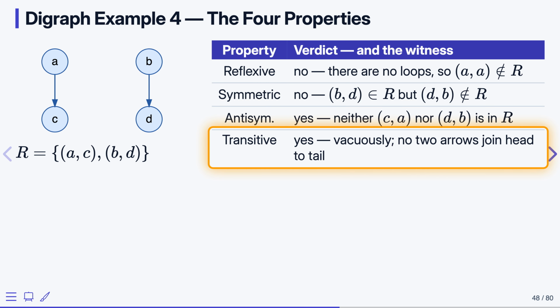Is it transitive? Yes, but in a trivial way. To break transitivity, we would need 2 arrows where the first one ends where the second one begins. Here that never happens. Nothing to check means nothing can fail. We say the rule holds vacuously.